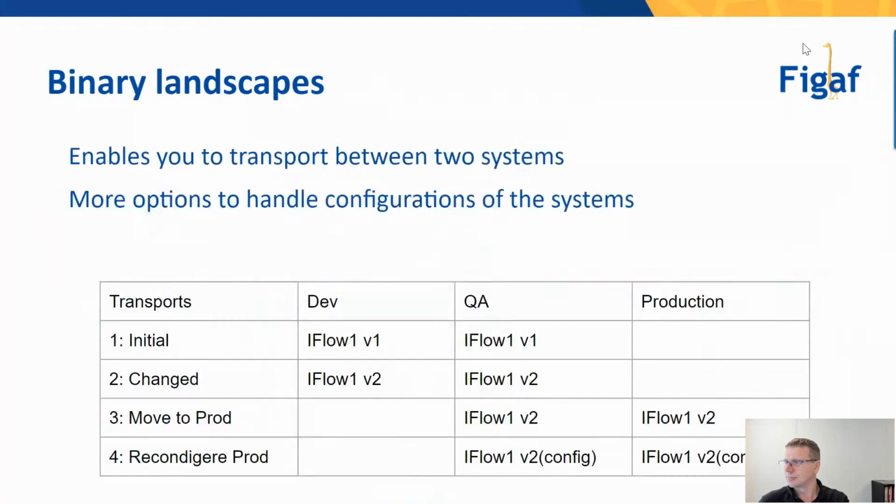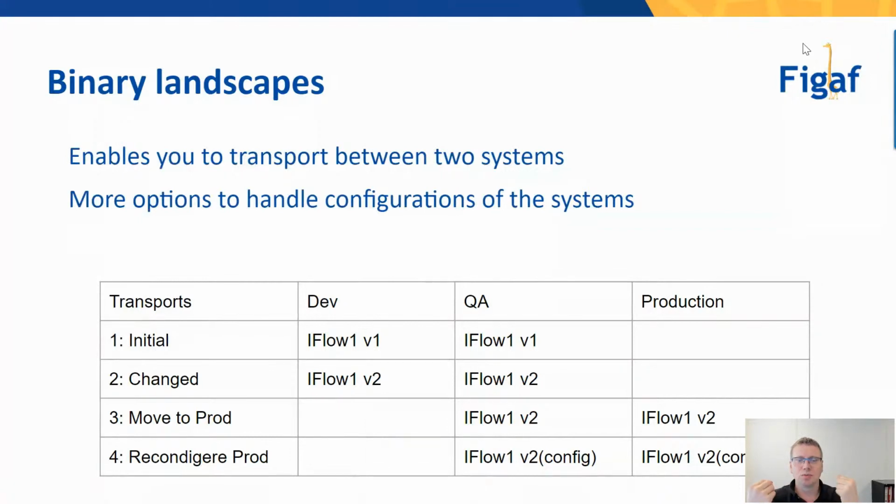One of the things that we have coming up in this next release is binary landscapes. And our idea was, this was based on PI requirements, where we want much more granular access to handle the transport from dev to QA. We even have options to go from QA to QA and redeploy different things in a CPI or PI world.